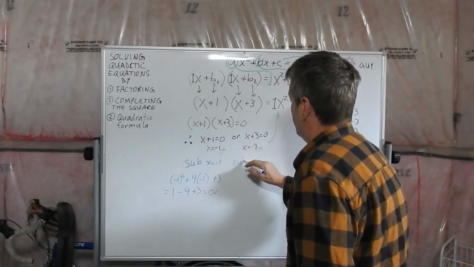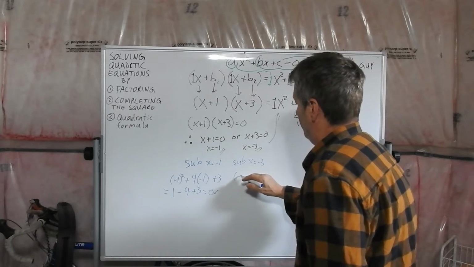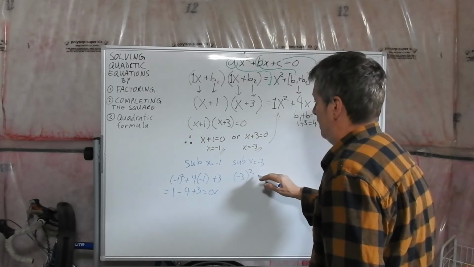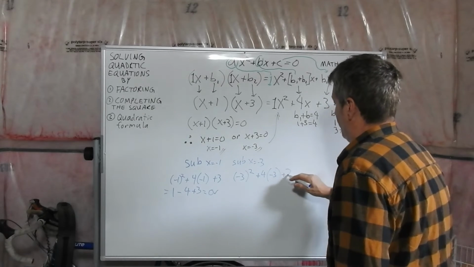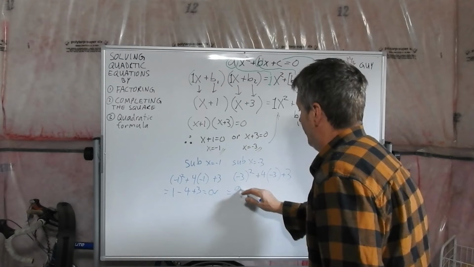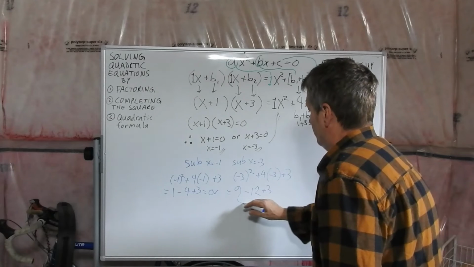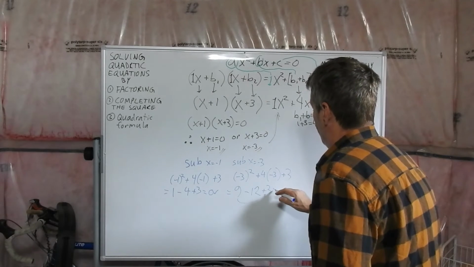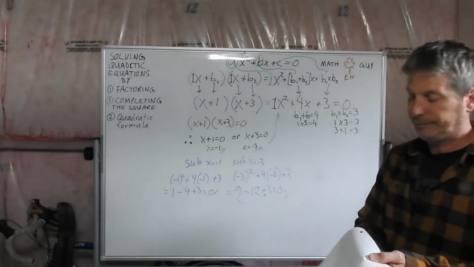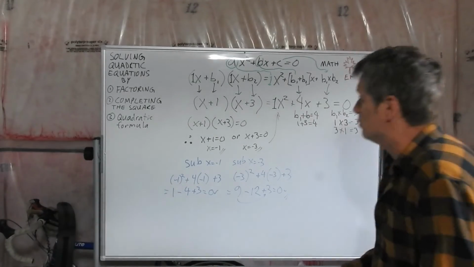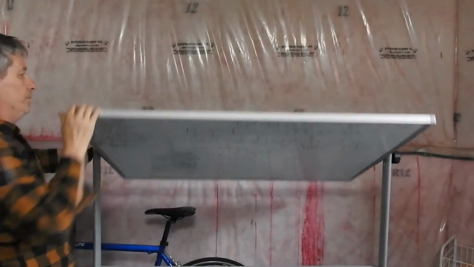And if we substitute x equals negative 3, we'll get negative 3 squared plus 4 times negative 3 plus 3 equals 9 minus 12 plus 3. 3 plus 9 is 12, minus 12 equals 0. And there's your solution. Okay? So we'll do a couple more examples. And before, let me just turn the board over.